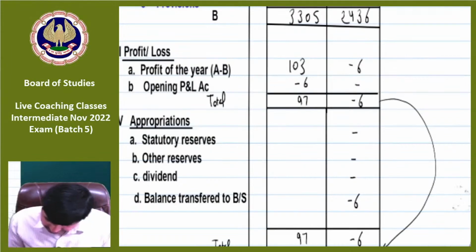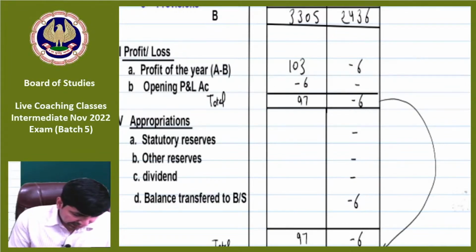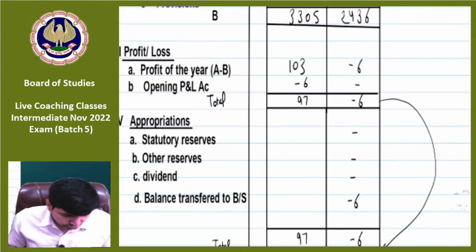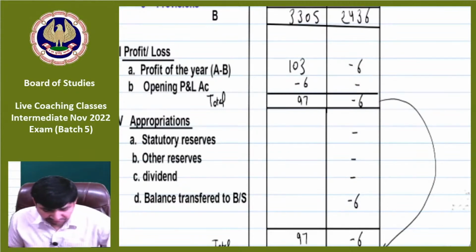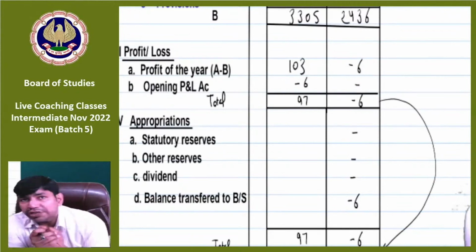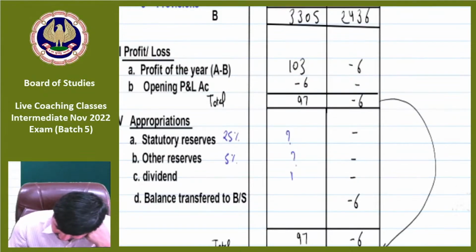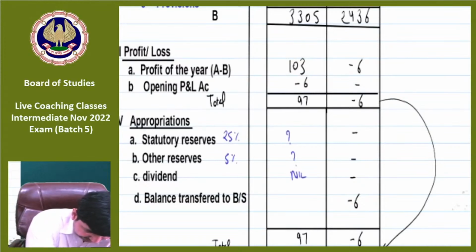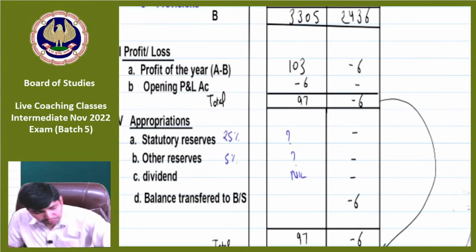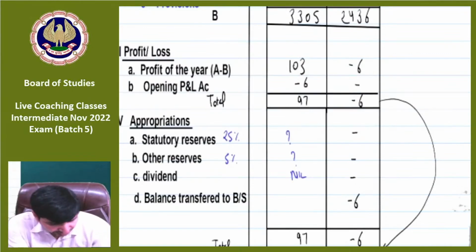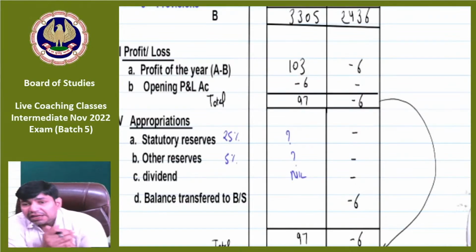What is the amount which you will transfer to SLR? Tell me fast. I am waiting for your answer. Children, tell me quickly, I am waiting. What will the amount be? What is the amount of SLR? Waiting for your answer. 25% and 5%. Dividend is nil. Of course, question doesn't give. Please tell me fast. I want to know.